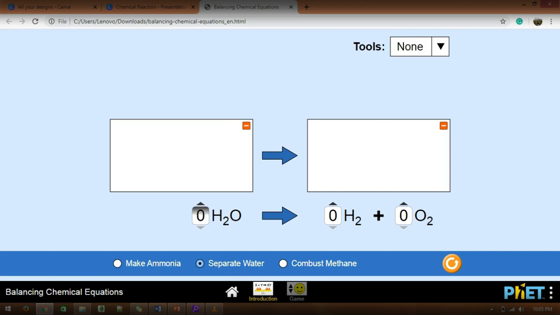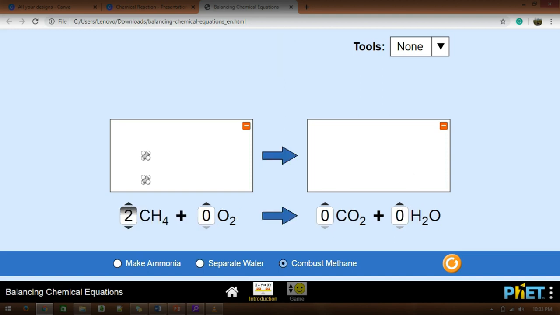We try to separate the water. So from water, we can produce how much H2 or hydrogen and O2 or oxygen. Same as previous, we try to balance it. From 2 H2O, we can produce 2 H2 and 1 O2. It's already balanced. And the last one is combust methane.